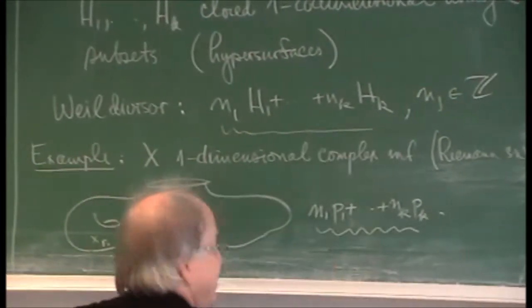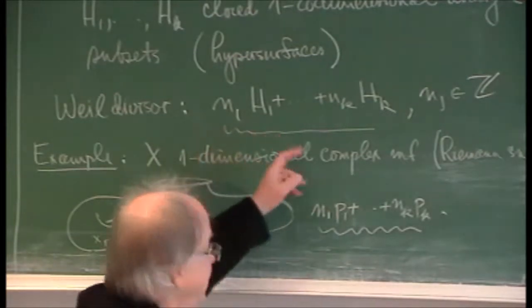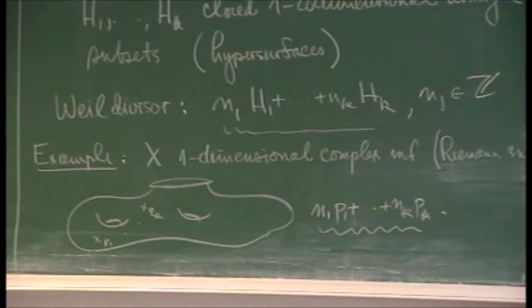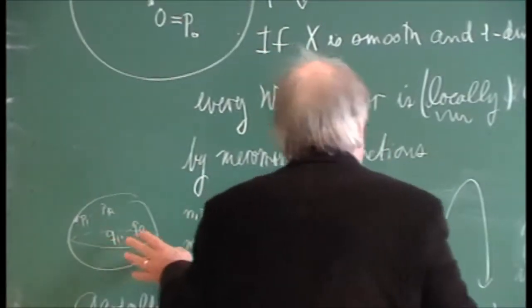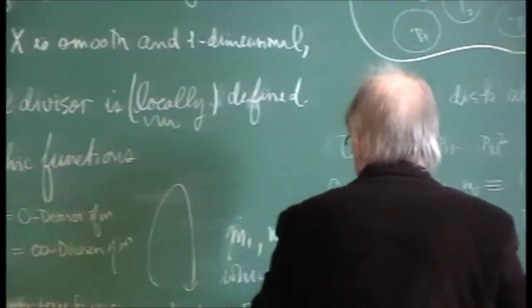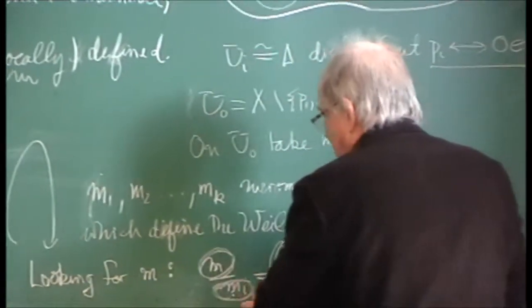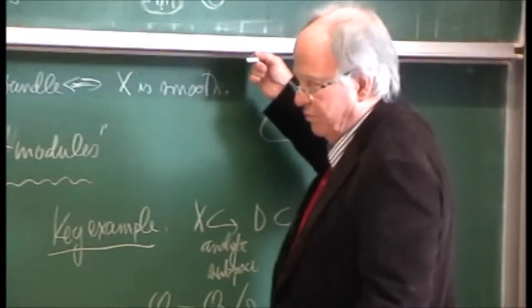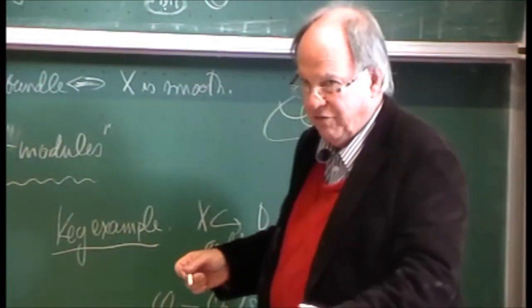A Weil divisor is just some finite combination of hypersurfaces with multiplicity. In the one-dimensional case, these are just points. And locally, we can define it by meromorphic functions. So this local-global thing is really great from the point of view of functions. And now I'm going to define Cartier divisors by functions.